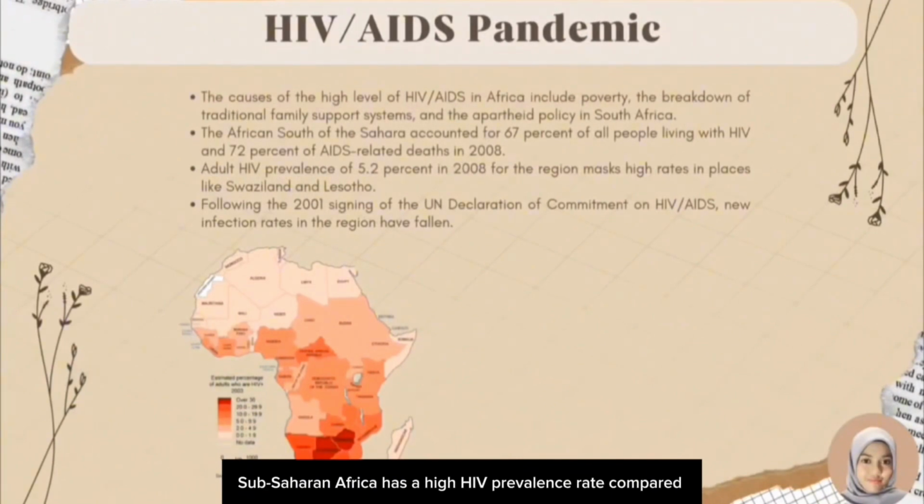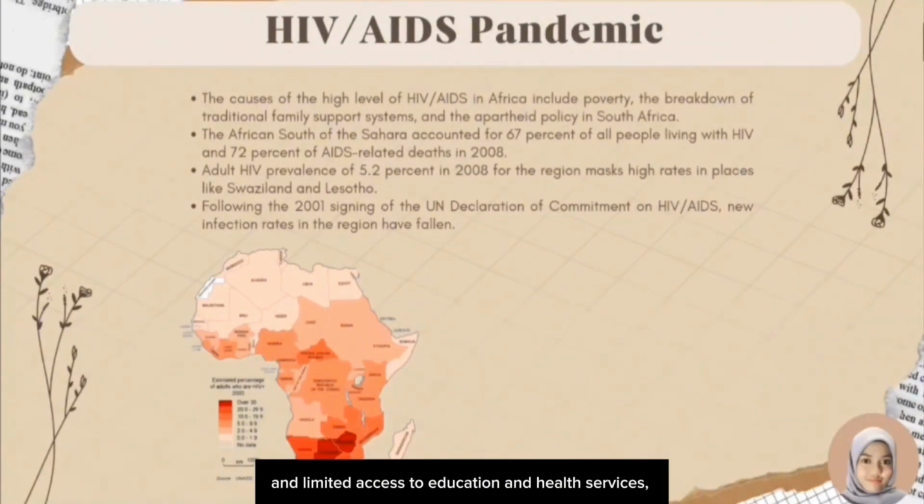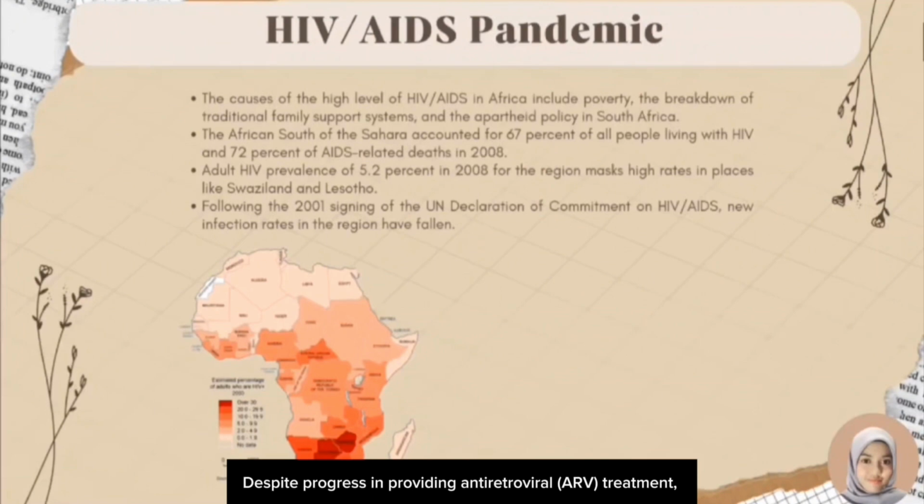Sub-Saharan Africa has a high HIV prevalence rate compared to other regions of the world. Social and economic factors such as poverty, gender inequality, and limited access to education and health services can be among the causes of the spread of HIV. Africa south of the Sahara accounted for 67% of all people living with HIV and 72% of AIDS-related deaths in 2008. Despite progress in promoting HIV treatment, access to treatment remains a problem. Some people may have difficulty getting ARVs, which are needed to manage HIV and prevent progression to AIDS.